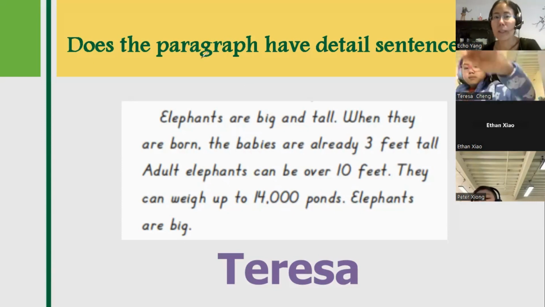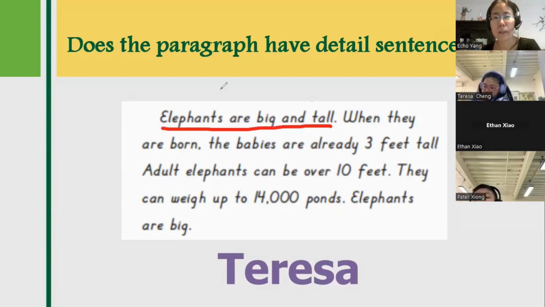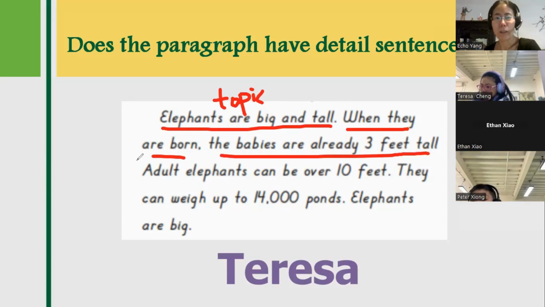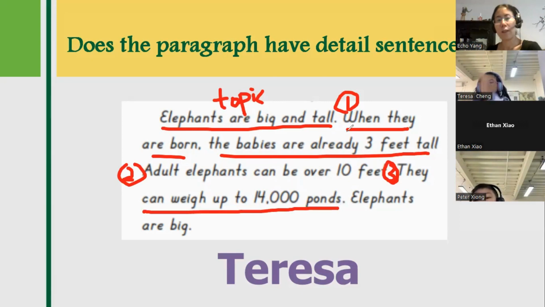Okay, so thank you. So now you can see elephants are big and tall. This is the topic sentence which tells the main idea. And the topic sentence needs to be supported with facts or examples. So here are the details. When they are born, how big and how tall they are. The details: when they are born, the babies are already 3 feet tall. This is one fact. And the second fact, adult elephants can be over 10 feet. And number 3, details: they can weigh up to 14,000 pounds. So this paragraph has 3 detailed sentences. See, these 3 detailed sentences support the topic sentence. They are big and tall.